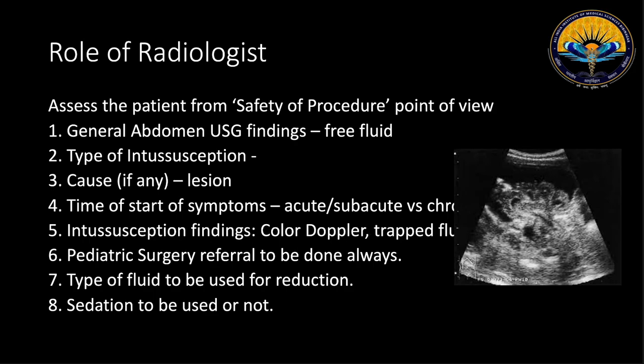There are other findings that need to be kept in mind, that is color Doppler, and if there is any trapped fluid. So we have to assess the intussusception and put color Doppler over it at the base, in the mid part, and in the apex. And we have to try to find out if there is color present in all the areas and in most of the intestine which is being evaluated, because that will suggest that there is not yet any gangrene that has set in. The pediatric surgery referral to be done always.